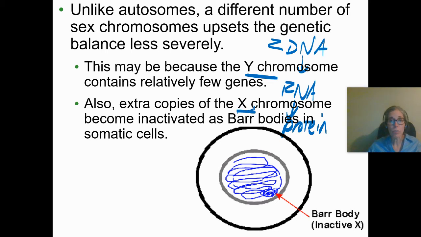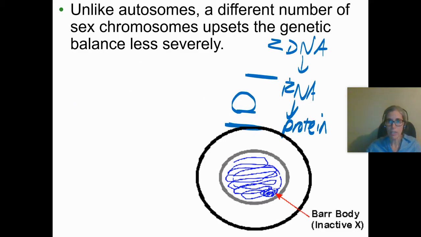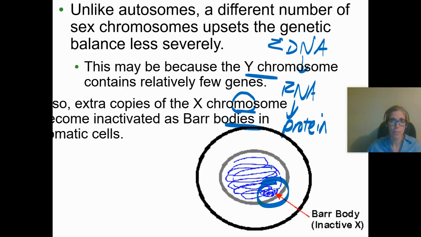So everybody needs one X chromosome. If you're a girl and you have two X chromosomes, one is just inactivated as a bar body. And so this whole DNA makes RNA makes protein isn't as big of a deal because one of your extra X chromosomes is sort of condensed, sort of not used so much.